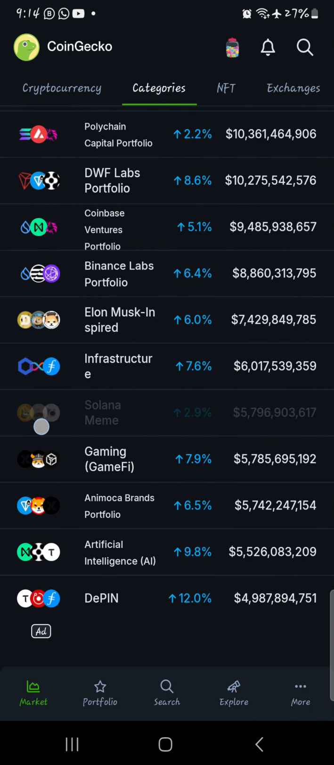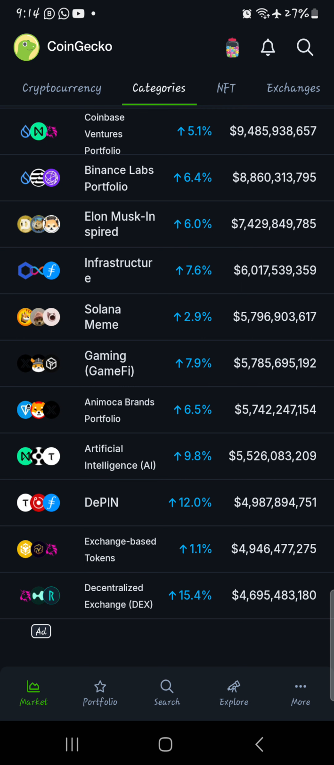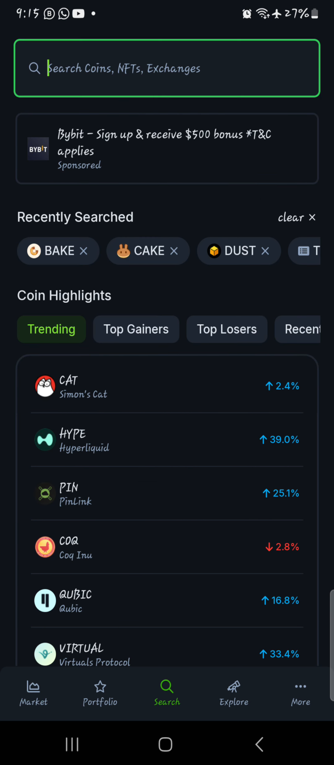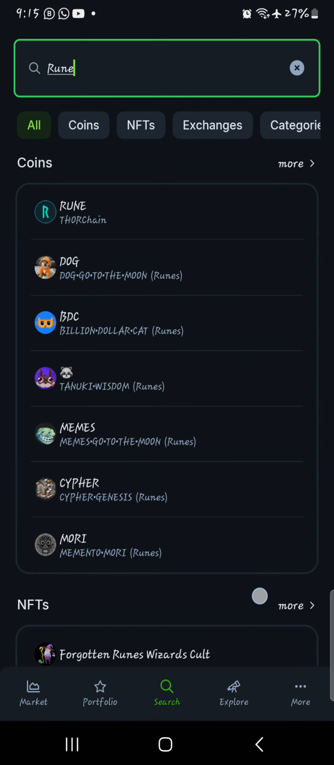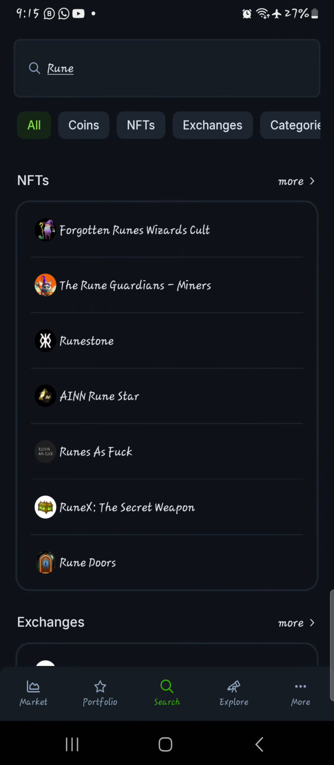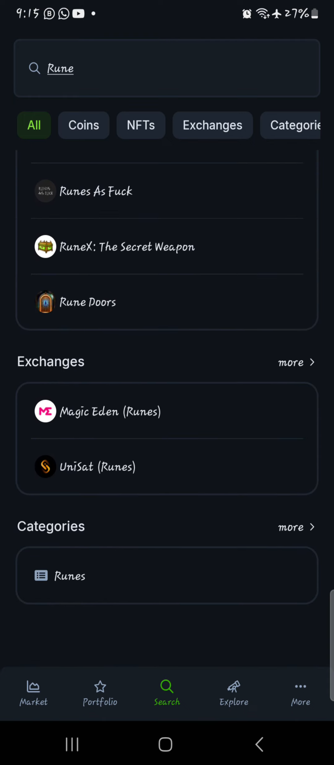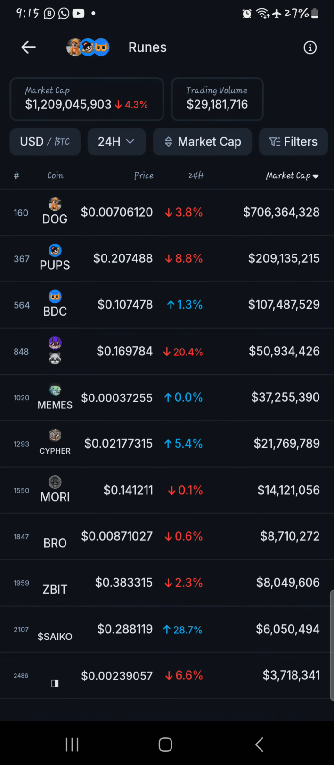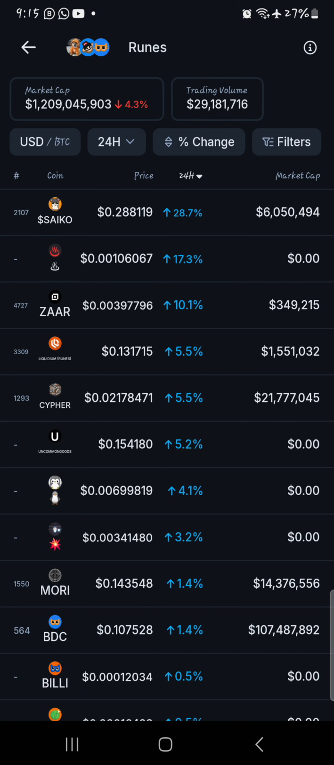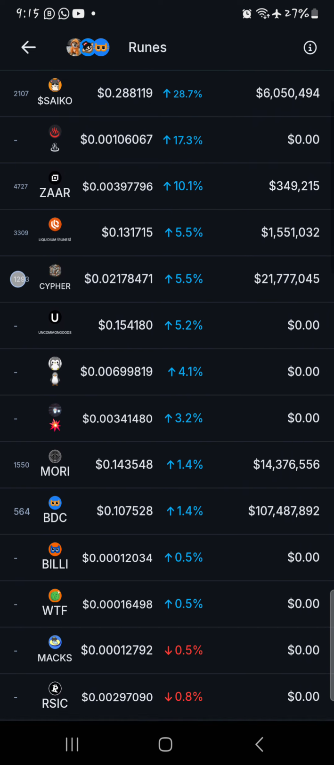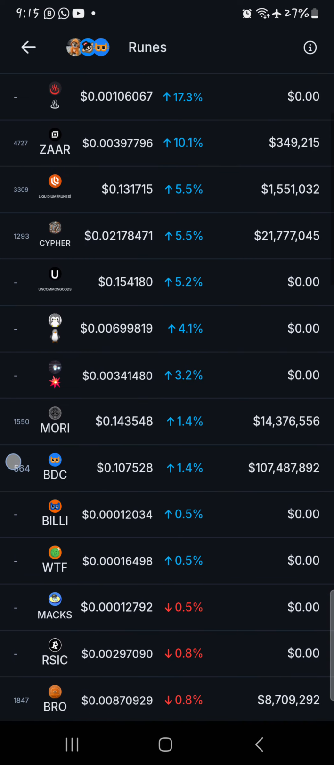So when all of these new ecosystems come up, you can now ask yourself, okay, what are the new ecosystems and all of that? Let's say Runes on Bitcoin. Runes, the categories. So you see the coins that are there. So now you can see which ones are gaining today in the last 24 hours. Psycho, ZA, Cypher, BDC.